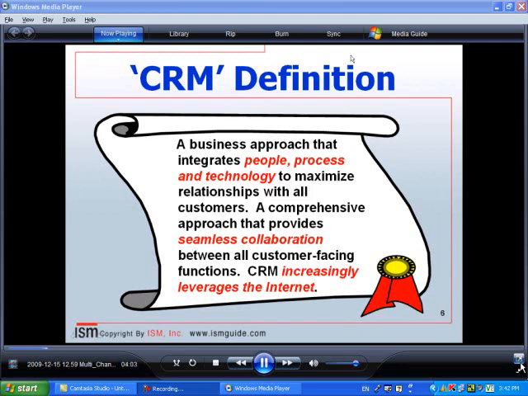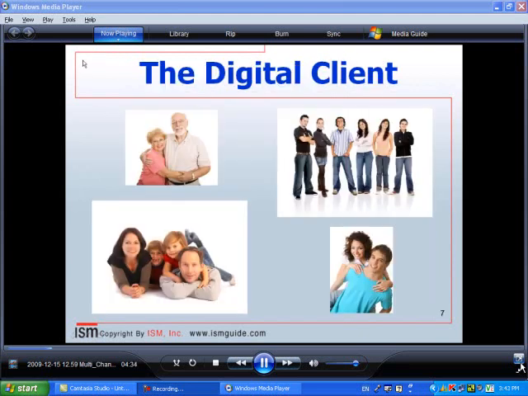And then the last piece of the definition refers to this concept of CRM increasingly leveraging the Internet. And this really screams out the concept of multi-channel because, as I'll be talking about just momentarily, the people that are now working on the Internet and coming to your company and site increasingly are demanding multi-channel CRM. So without further ado, let's take a peek at some of those customers that are coming into your website through the Internet. And I'd like in this regard to introduce the concept of the digital client.